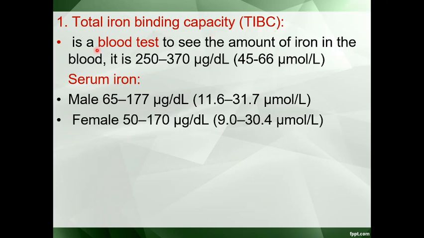TIBC, is a blood test to see the amount of iron in the blood. The normal range is given here, and you can see the conversion factor is also there, that is the microgram is converted into micromole per liter. Serum iron in males is 65 to 177 microgram per dl, whereas in females it is 50 to 170 microgram per dl. Females obviously have low iron content because, due to the menstrual cycle, their iron is removed from the blood.